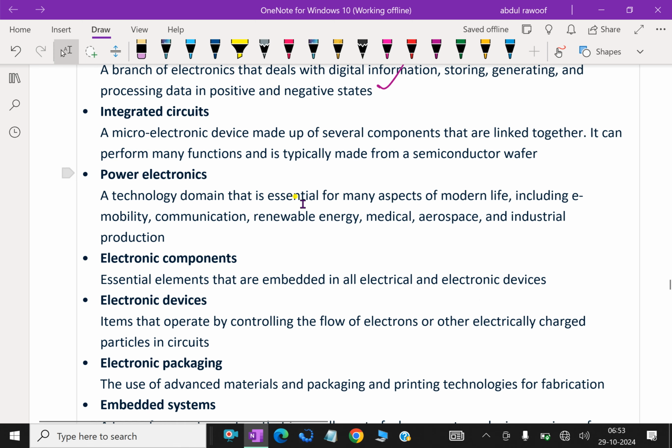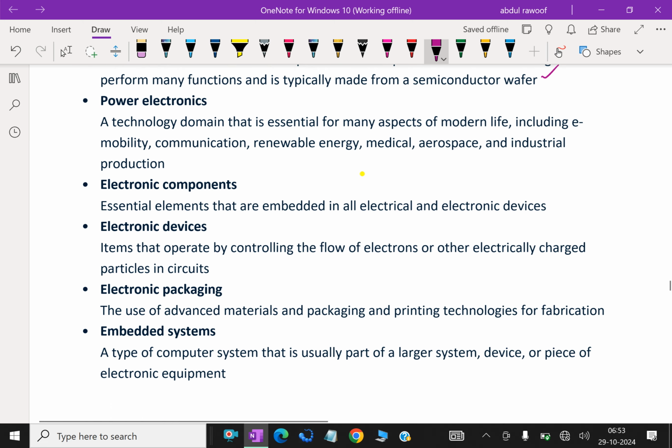Integrated circuits, or IC circuits, are microelectronic devices made up of several components that are linked together. They can perform many functions and are typically made from a semiconductor wafer. Power electronics is a technology domain that is essential for many aspects of modern life, including e-mobility, communication, renewable energy, medical, aerospace, and industrial productions.